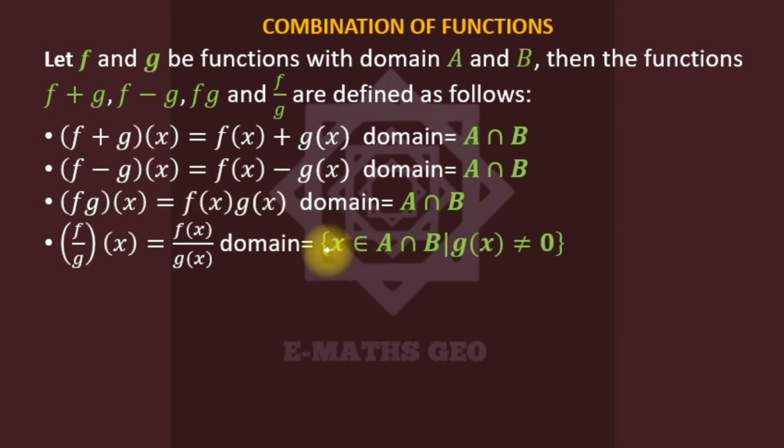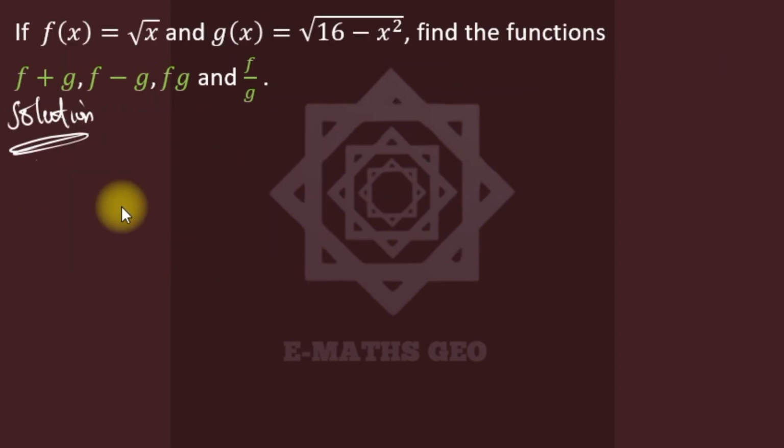Coming to division is the same, but we need to be careful. g of x should not be 0. You know, if this is 0, these two will be undefined. So we need to be careful. The domain is still this, but it should not include where the value is 0. So let's go back. To solve this, first let's get the domain.